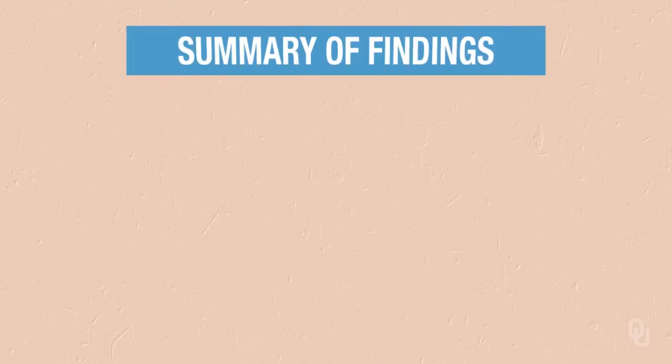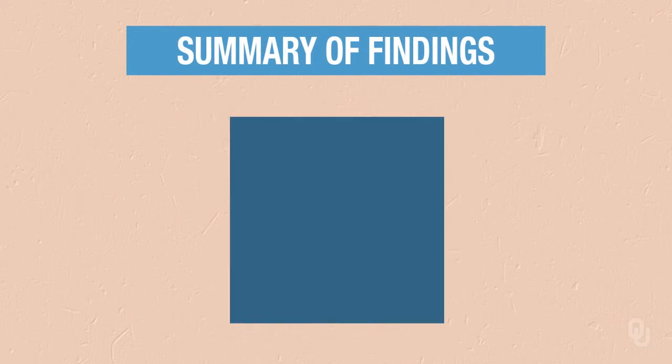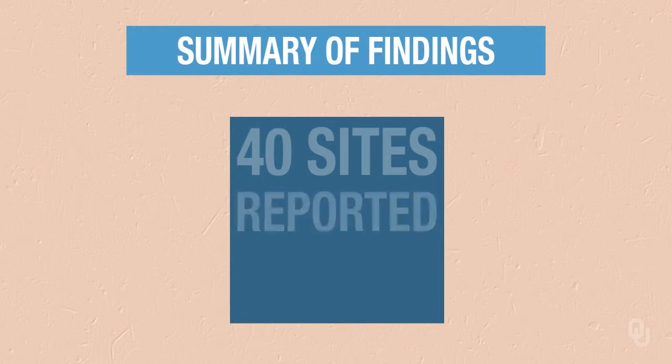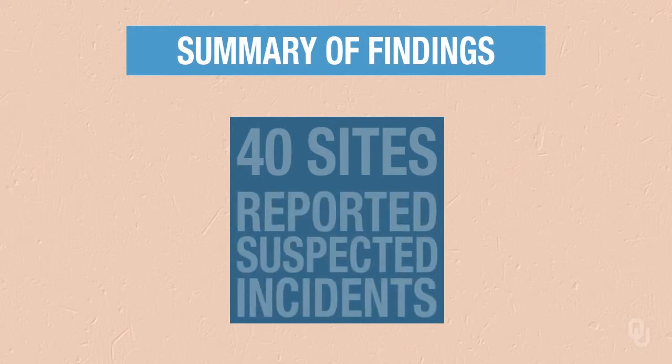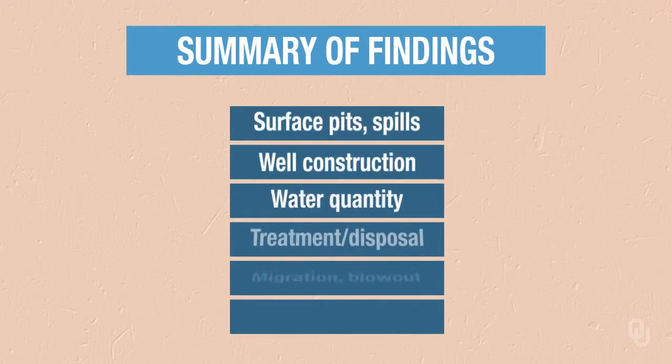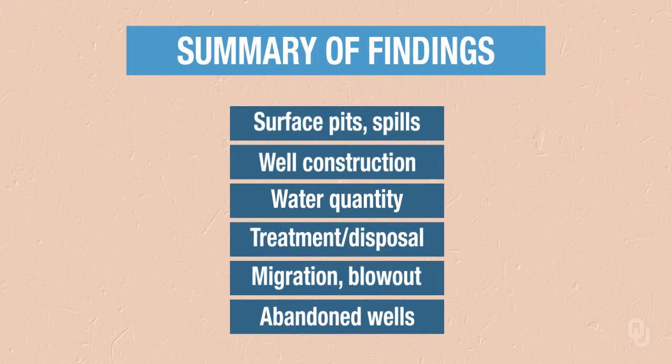I evaluated 40 suspected incidents and narrowed that list down to 5 areas where in-depth case studies would be conducted to investigate the source of reported impacts, 1 in North Dakota, 1 in Colorado, 1 in Texas, and 2 in Pennsylvania. A summary of these findings is shown in this next graphic for the 40 sites of these reported suspected incidents. And I divided those up into potential causes based on the information.